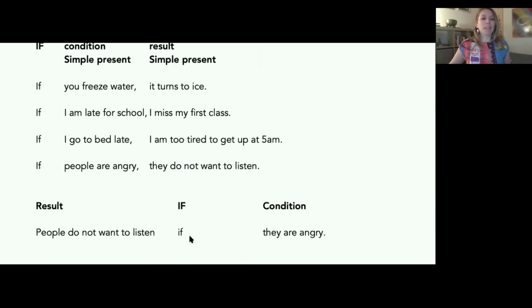Okay. So we can also do this. We can put the result first, they do not want to listen. People do not want to listen if they are angry. Okay.